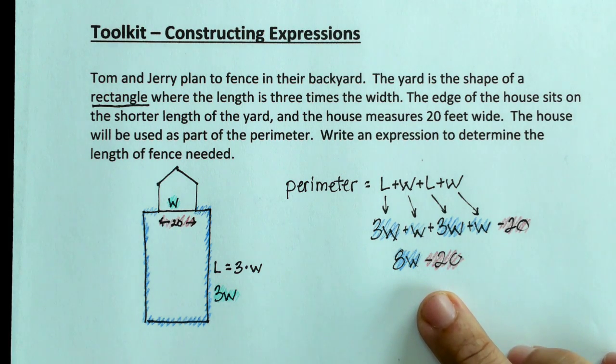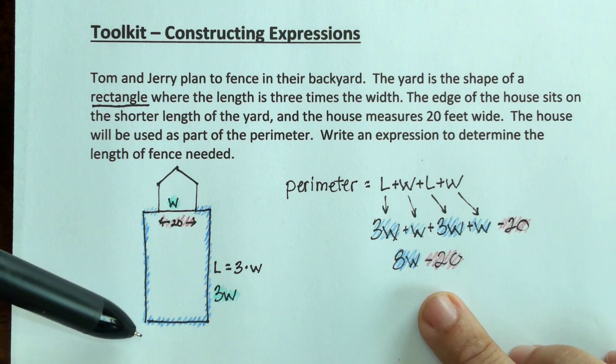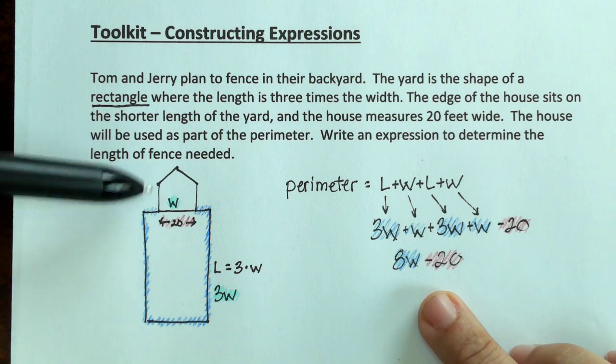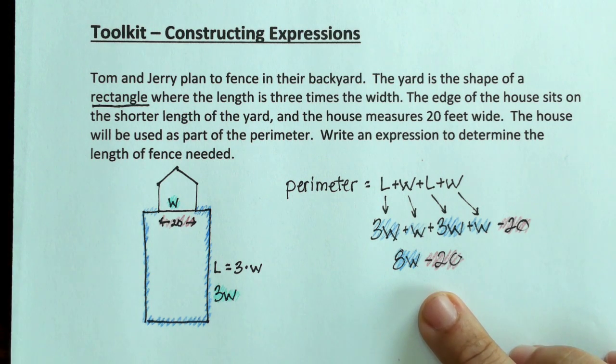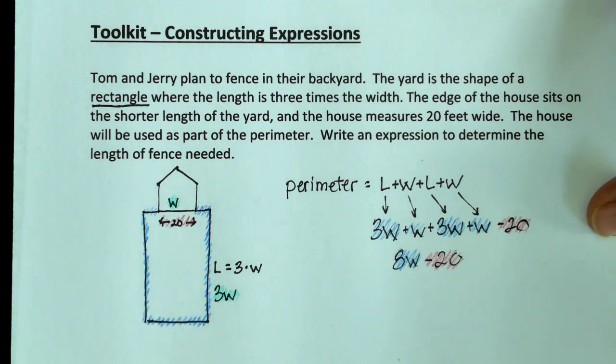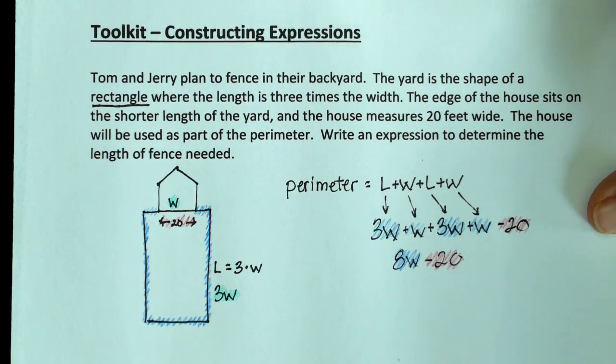Now before I move on to the next one, I want to make note on what we did. We started with a picture. Okay, pictures are awesome. Draw pictures when you don't know what else to do. Draw pictures when you do know what to do so that you make sure that you're doing the right thing. Okay? So our final answer is 8W minus 20 is going to equal the amount of fencing that we need to go buy.